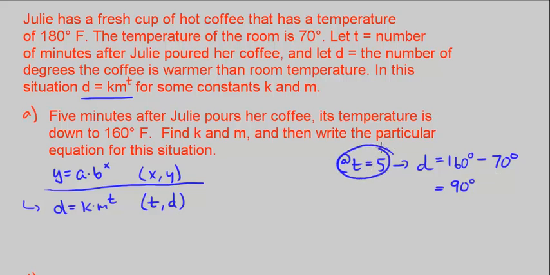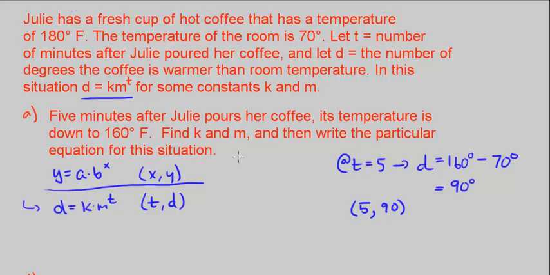So t is equal to 5 minutes. D, then, we calculate is 90. So that gives us 1 point, 5 comma 90, all right? We only have 1 point. Is there any other point we're given? Well, actually, yes, we are. We're given the initial situation, right?